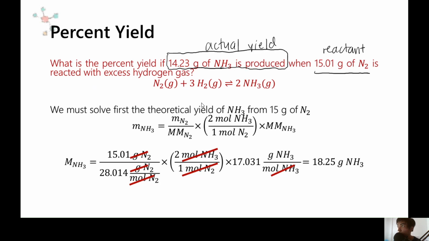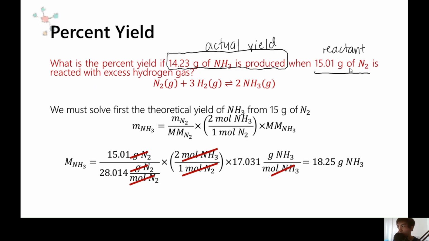Okay. So, ganito yung technique dito. First, you have to identify the actual yield, so ito yung actual yield. Then, you have to check kung ano yung pwedeng gamitin in stoichiometry in solving for the theoretical yield. The first thing you have to do is to solve first for the theoretical yield if not given. So, if not given, edi solve natin. Let's solve for the theoretical yield of NH3 from 15.01 grams of N2.